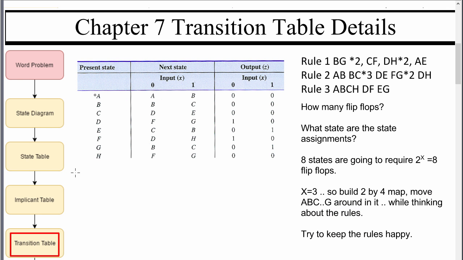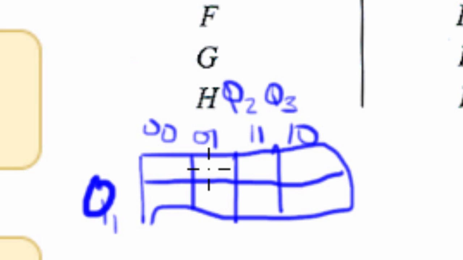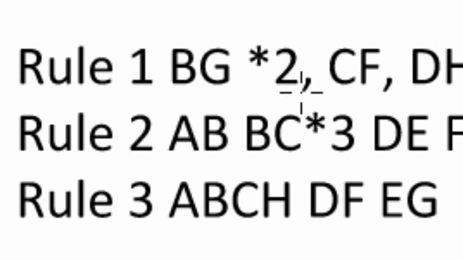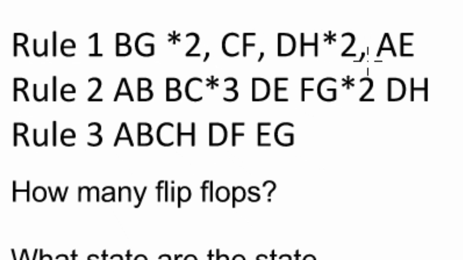What we have is our 3 flip-flops, Q1, and then we form something that looks like a Karnaugh map. And these are Q2 and Q3. So we look at our first rules right here. We need BG and DH next to each other. So what are we going to do? It doesn't really matter. B, G, and then D, H next to each other. All right, and the next most important things are C and F and A and E.